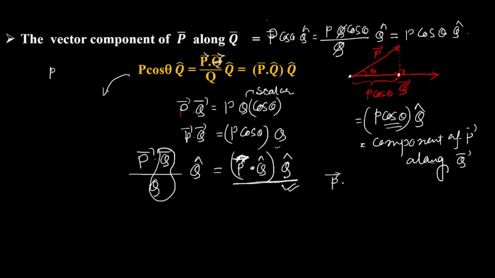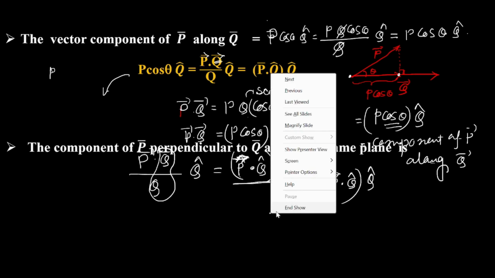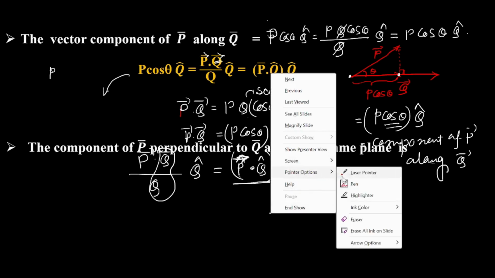For the component of a vector along another vector, we just multiply by the unit vector of that other vector. So this will be the component of P vector along Q vector.